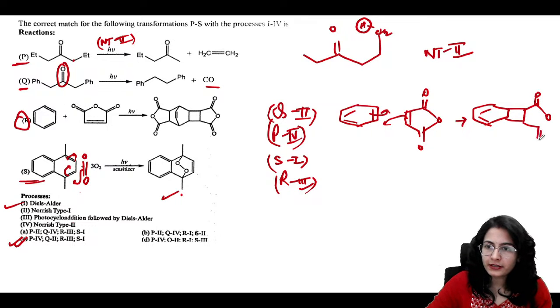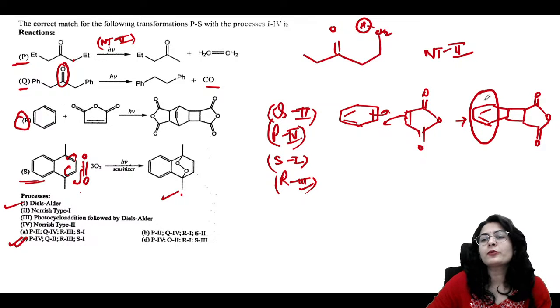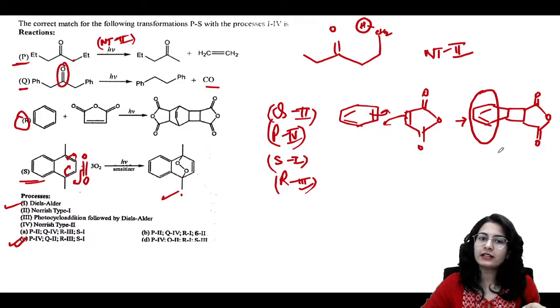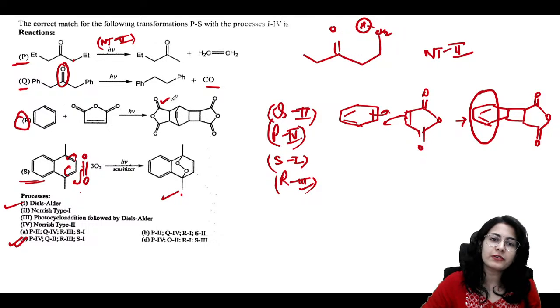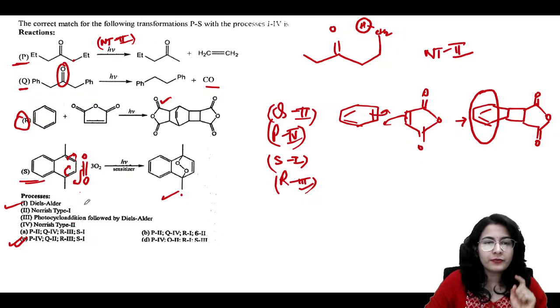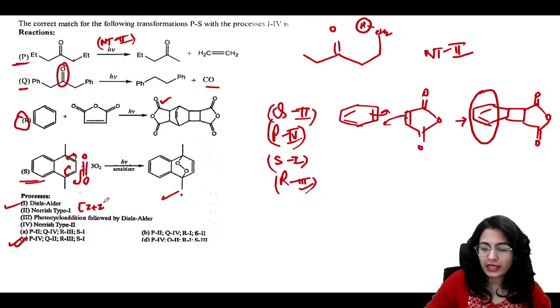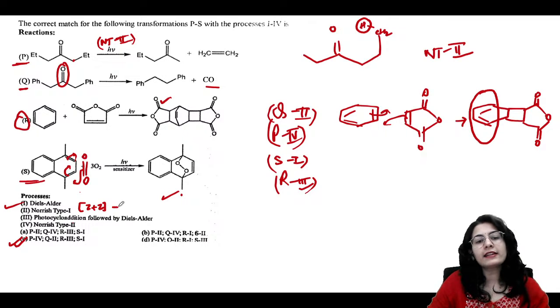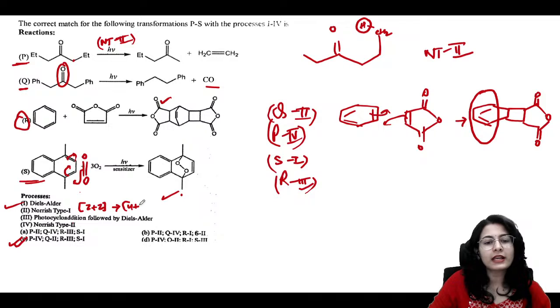Right, you got it? Now, this part of the molecule is going to behave as a diene in another Diels-Alder reaction, and that's why you get this side of the molecule. So first there is going to be a 2+2 cycloaddition, and then there is going to be a 4+2 cycloaddition.